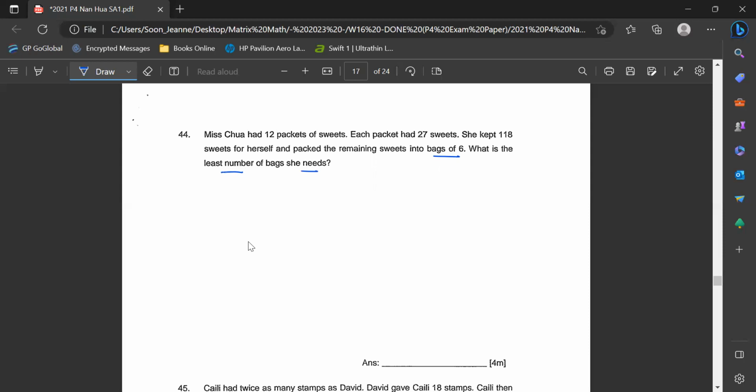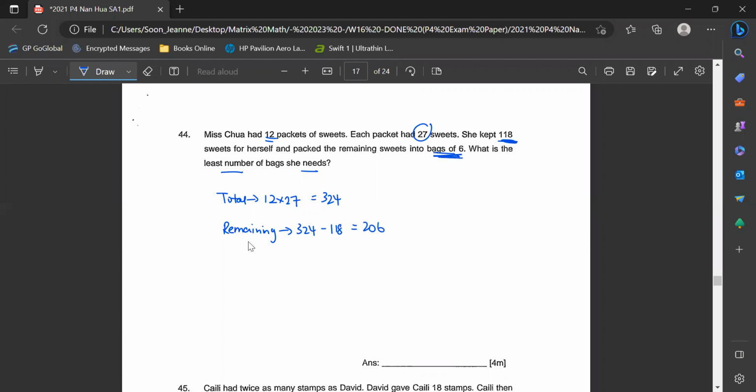So you know that one packet got 27 sweets, right? And she got 12 packets. So that means the total, you can take 12 times 27. In total, she will have 324 sweets. But then she's going to keep 118. So which means out of 324, 118 of them will be for herself. So I want to find the remaining that will be packed. Okay, so 324 minus 118. It would be 206.